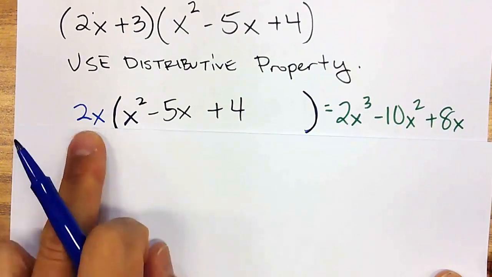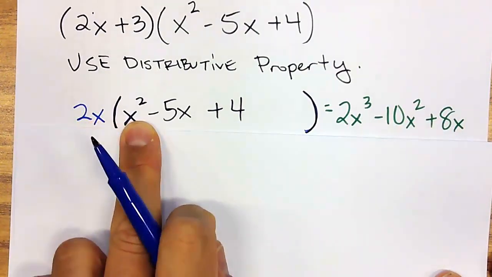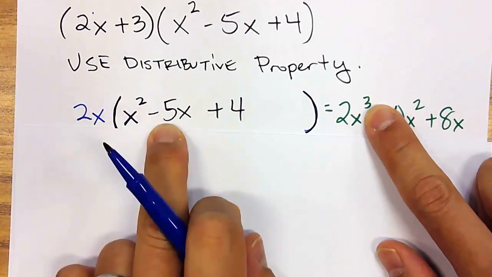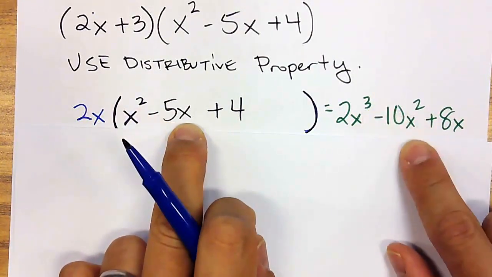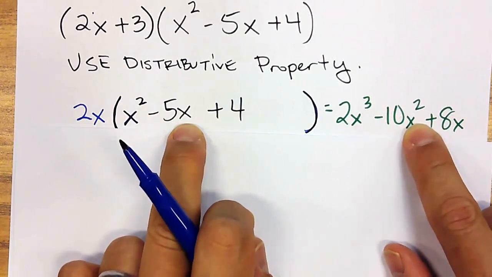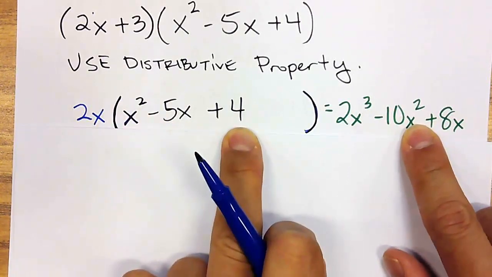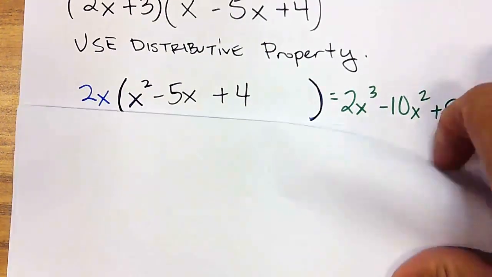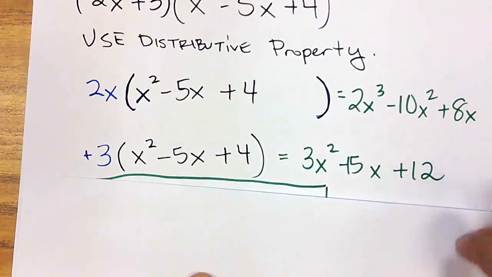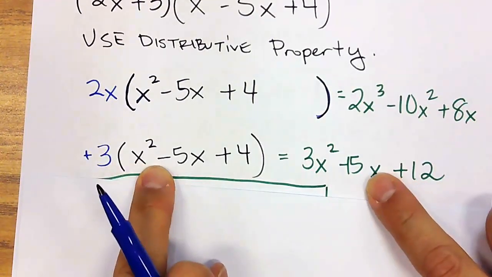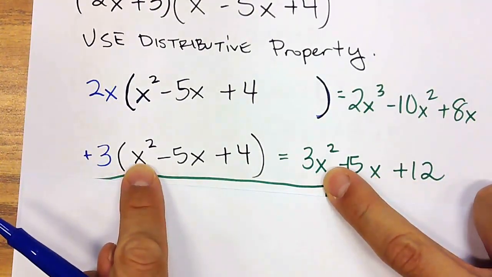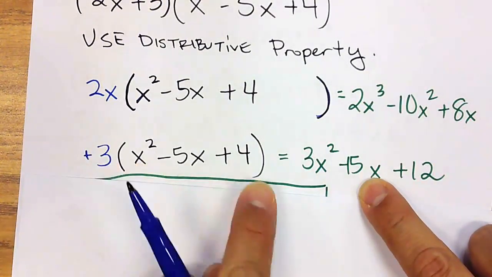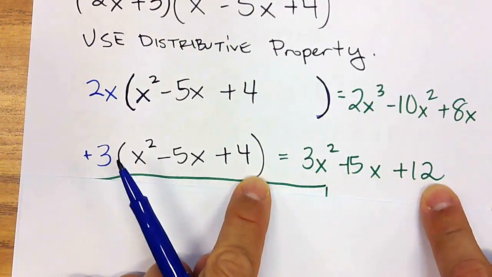So when we multiply the 2x out, we have 2x times x squared, which is 2x cubed, 2x times negative 5x, which is negative 10x squared, and then 2x times 4, which is positive 8x. And then when we multiply the 3 out, we have 3 times x squared, which is 3x squared, 3 times negative 5x, which is negative 15x, 3 times 4, which is 12.